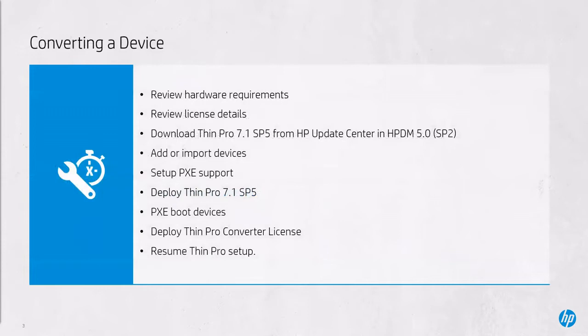This tutorial covers the following: the hardware requirements as well as the licensing details for HP ThinPro PC Converter, downloading ThinPro 7.1 Service Pack 5 from within HP Update Center in HP Device Manager 5.0 Service Pack 2, adding and/or importing devices into HP Device Manager, setting up PXE support within HP Device Manager, deploying ThinPro 7.1 Service Pack 5 to those imported devices, PXE booting those imported devices, deploying ThinPro Converter licensing to those imported devices, and then finally resuming ThinPro PC setup for those imported devices.